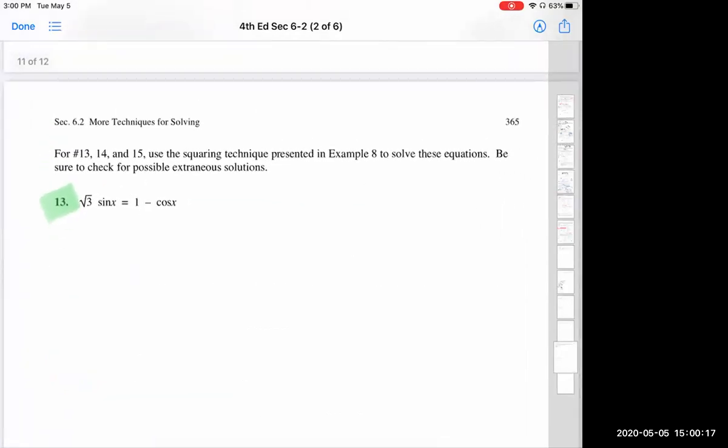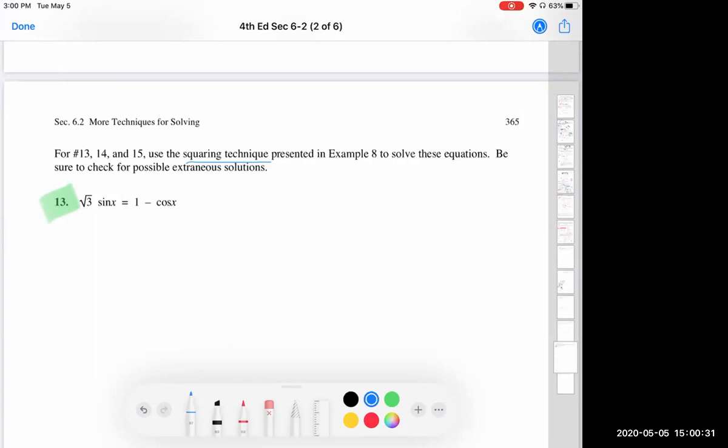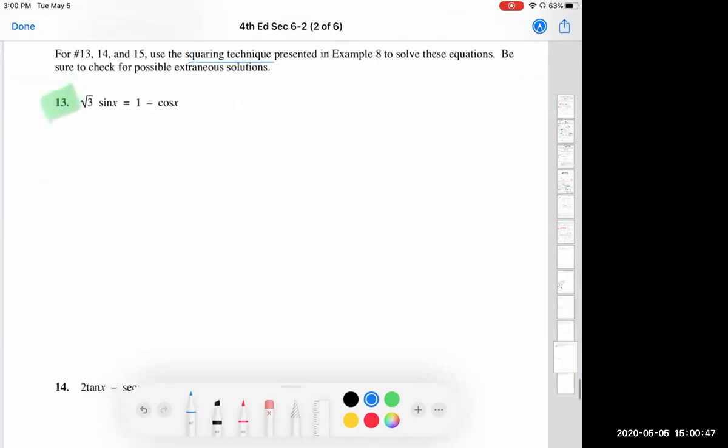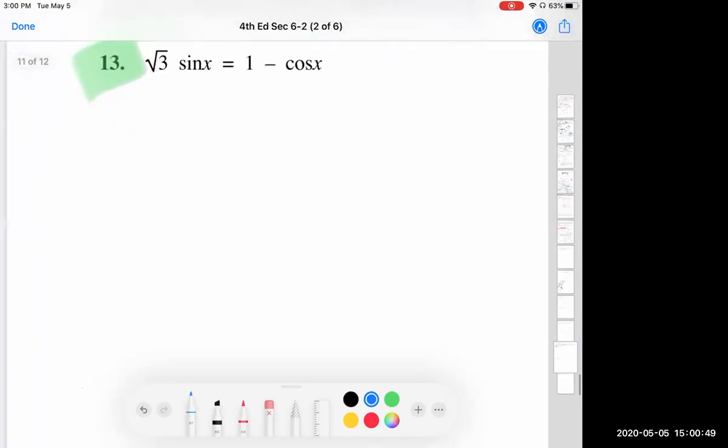For 13, 14, and 15, use the squaring technique presented in example 8 to solve these equations. Be sure to check your possible extraneous solutions. So when we square both sides, you know we're going to have extraneous solutions. And usually you're not just throwing out the wolves. There sometimes is a little ending to your question that says, make sure to check your solutions, or something to warn you that you're going to have those different types of problems. All right, let's do this one together.